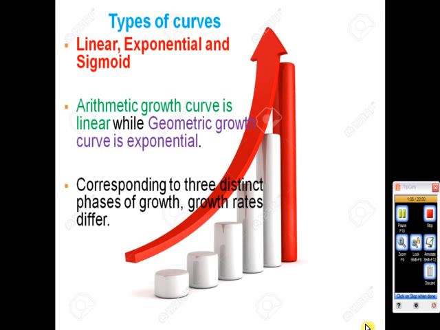Linear growth curve is always straight. Exponential growth curve is J shaped. Why? Because here growth takes place more and more, and hence the exponential growth curve is a J shape. And the last one is sigmoid, an S shaped curve. Arithmetic growth curve is always linear in any plane, while the geometric growth curve is exponential. Corresponding to three distinct phases, the growth rates differ. So the growth curve is divided into three different phases.